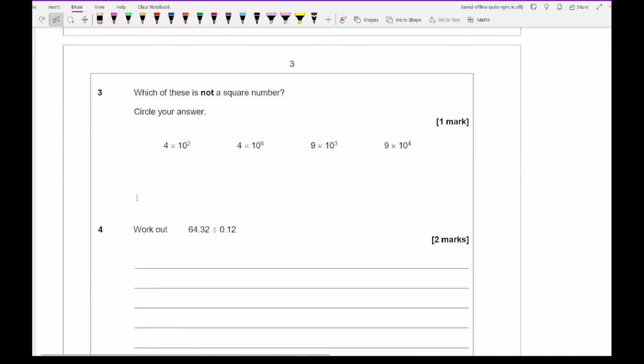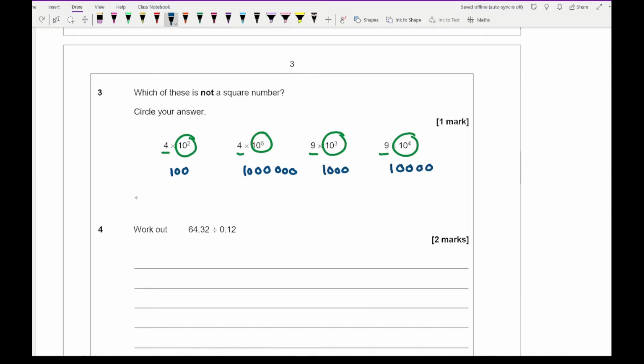Then moving on to question 3, it says which of these is not a square number. So again, working out what these are. Although they all look like standard form, we know that 4, 4, 9, and 9 are all square numbers. So what we're looking for is which of these is not a square number. For this, we've got 100, this we've got 1 million, here we've got 1,000, and for this one we've got 10,000.